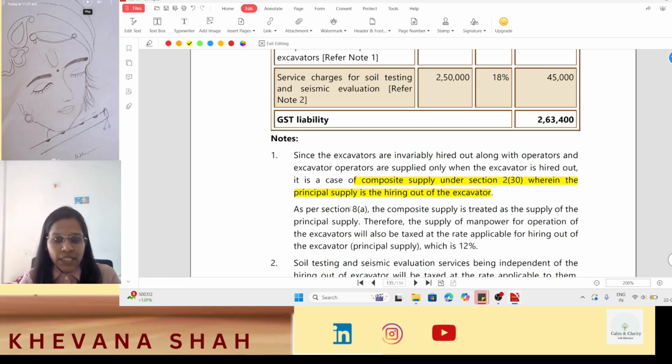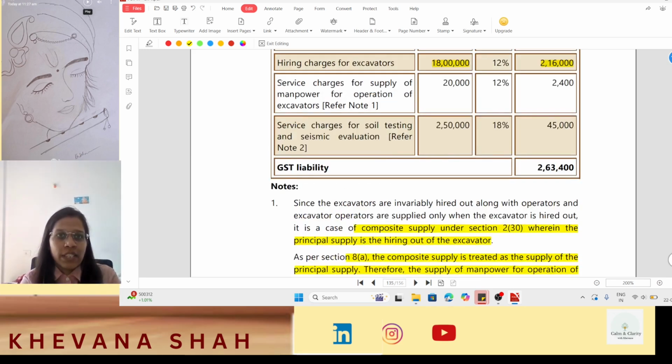Okay, so as per section 8(a), the composite supply is treated as supply of principal supply. Therefore, supply of manpower for operation of excavators will also be taxed at the applicable rate of hiring out of excavator, that is your principal supply, which is 12%. Okay, so here you can see service charges for supply of manpower for operation of excavators. The value is 20,000 and the rate applicable is 12%, which computes to 2,400 as your GST.